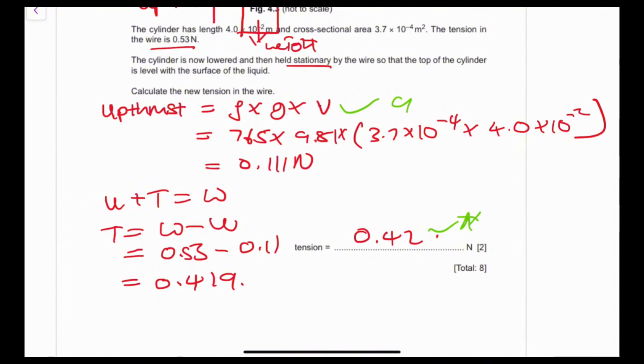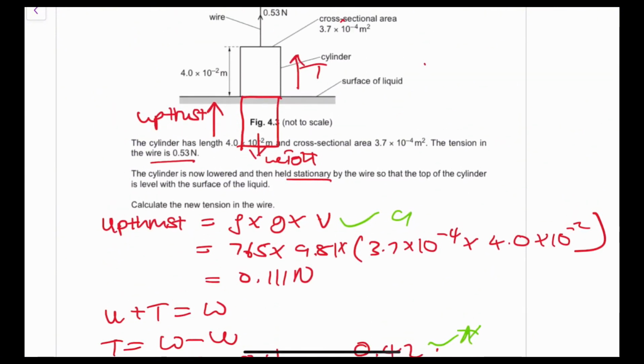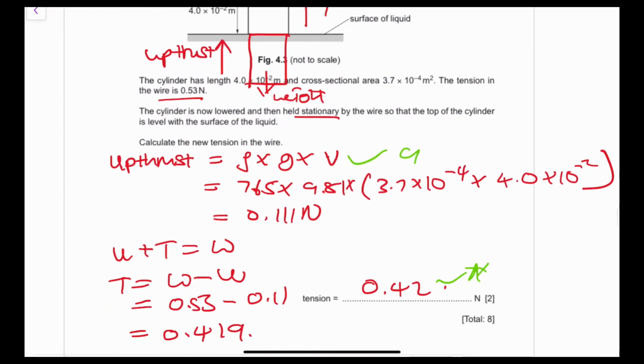So what is happening here? The tension is actually reducing. As we lower the object into the water, the upthrust is going to say to the tension, okay, I'll help you with some of this weight so that we can carry it together. So the upthrust will help release the tension, so that the tension is responsible for a small portion of the weight that it once had. So the new tension is going to be less, it's going to be 0.42.